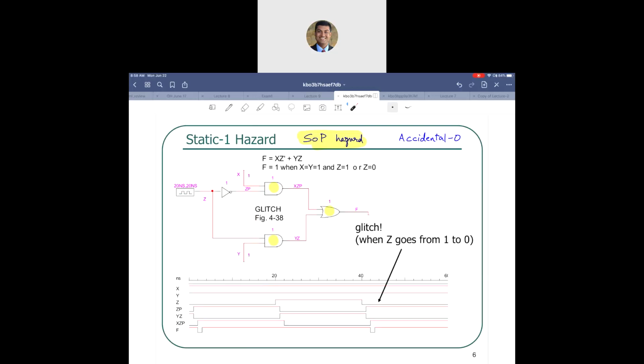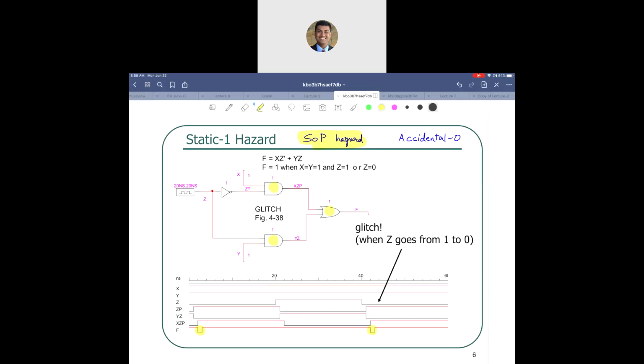So that's why it's called a sum of product hazard, which is also a static 1 hazard, because you will be focusing on, if you look at it in terms of a K-map, which is possible here, you will be focusing on grouping the ones there. And that could result in an accidental 0. As you can see over here, the accidental 0 happens there.